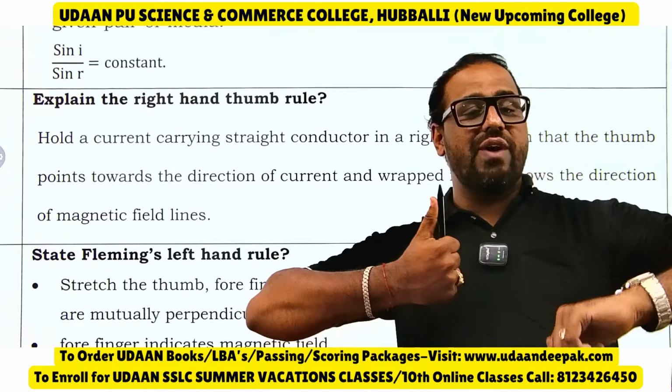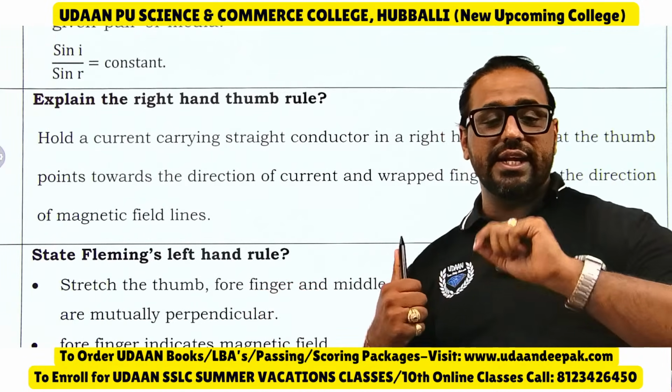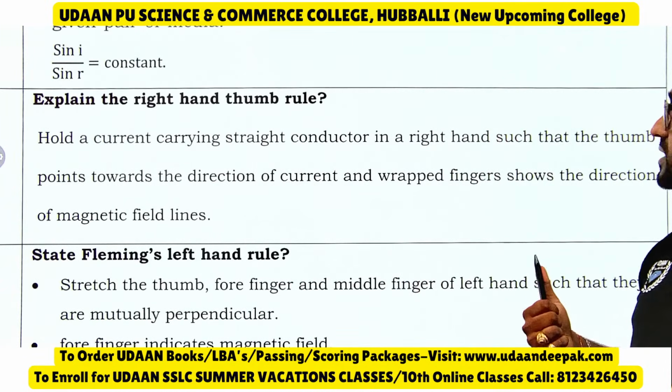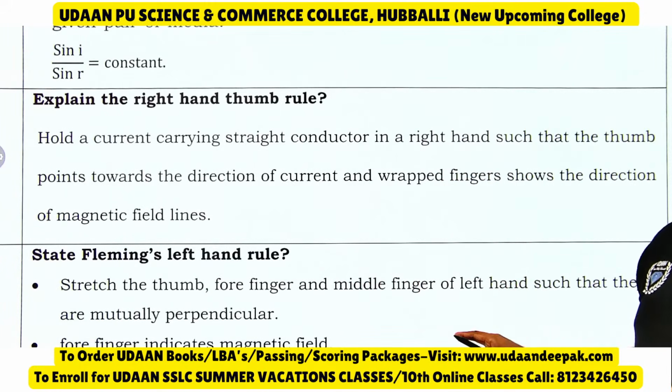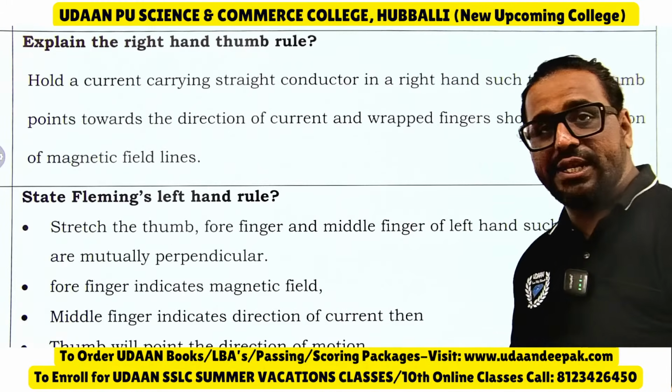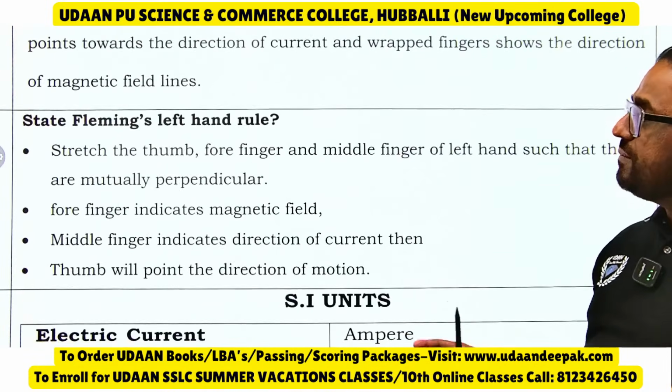Suppose assume this is a wire. Hold a current carrying straight conductor in the right hand such that the thumb points towards the direction of current. Then the wrapped fingers indicate the direction of magnetic field lines. Then Fleming's left hand rule.